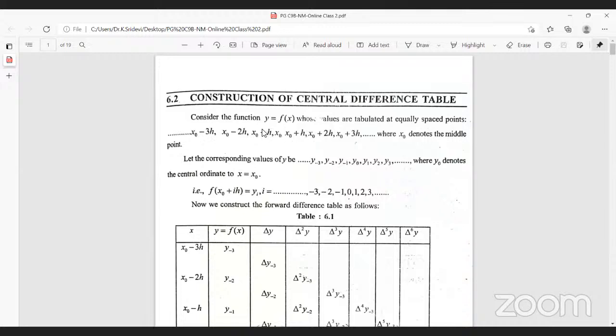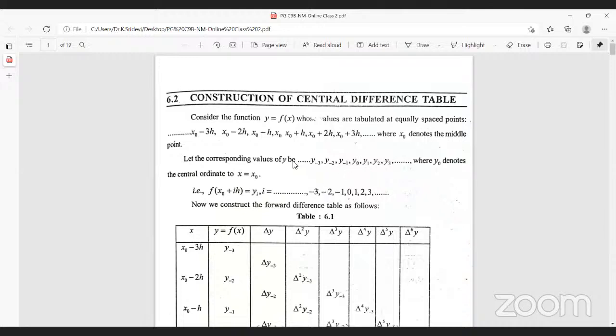According to these x values, the corresponding y values are: at x naught, the y value is y naught. At x naught plus h, the y value is y1. At x naught plus 2h, y2. At x naught plus 3h, y3. At x naught minus h, y minus 1. At x naught minus 2h, y minus 2, and so on. Here x naught is the middle point and y naught is the central ordinate to x equal to x naught.